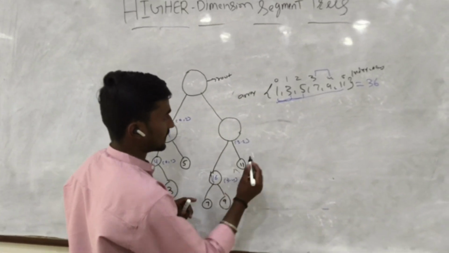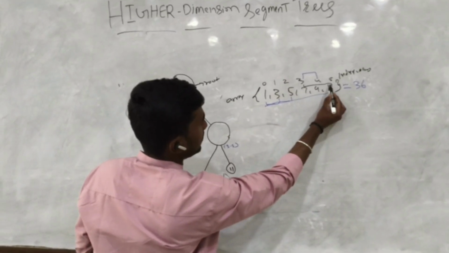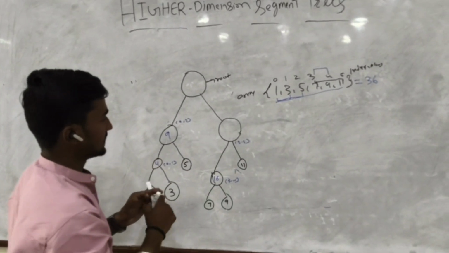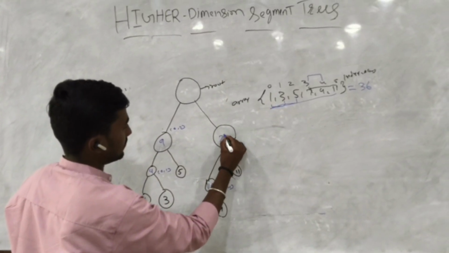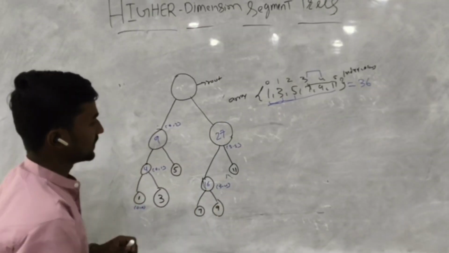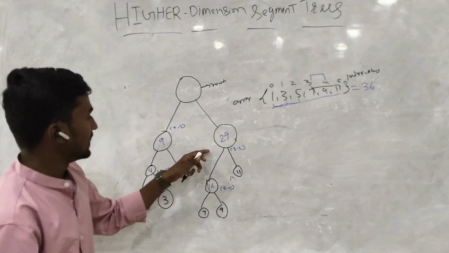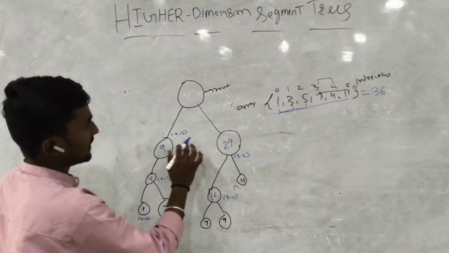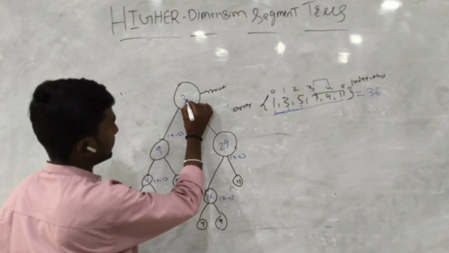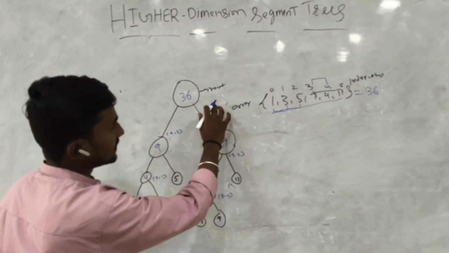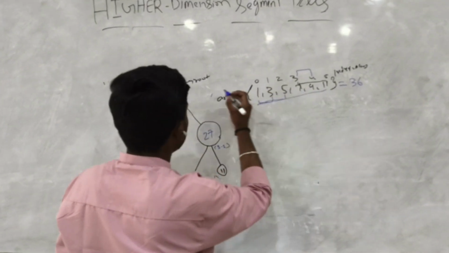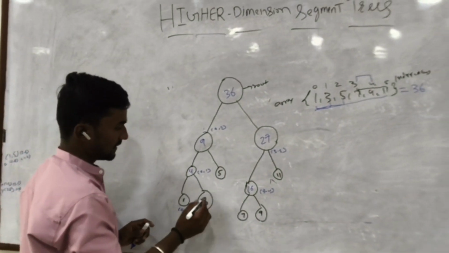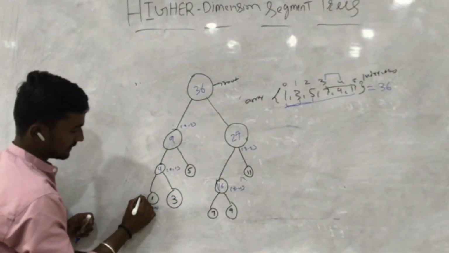Next we go back to the parents. In the parents we have 3 to 5, and adding these three, 7, 9, and 11, we get 27. So we get 27, and then finally, adding both, we get 36. 36 is our root. So the sum of the array is 36 and the root value is 36.